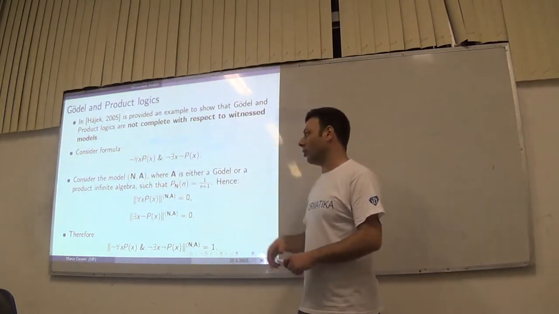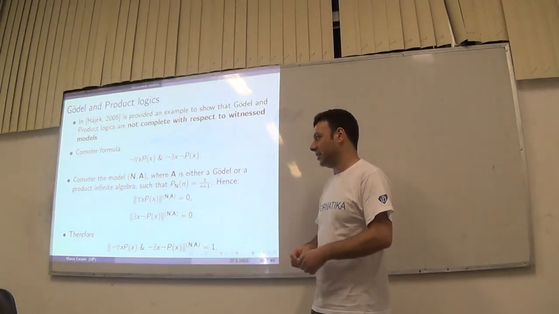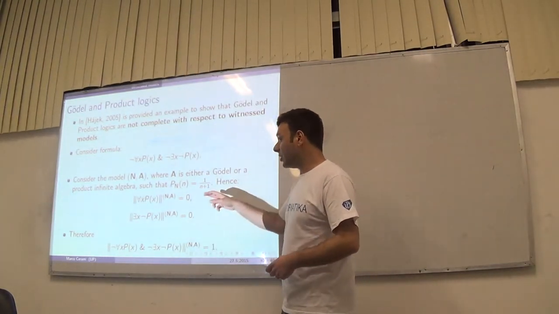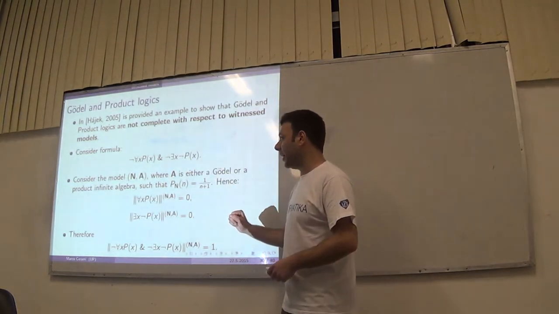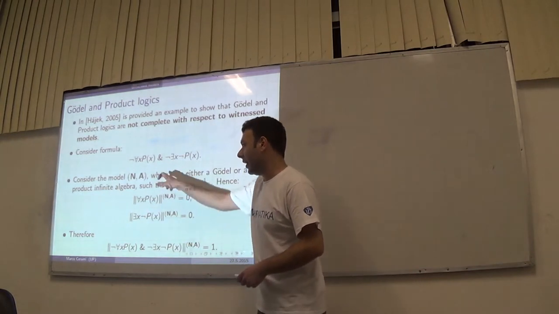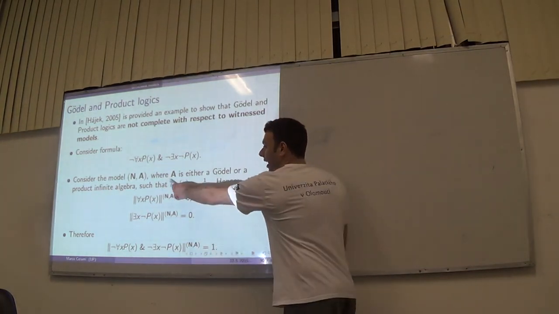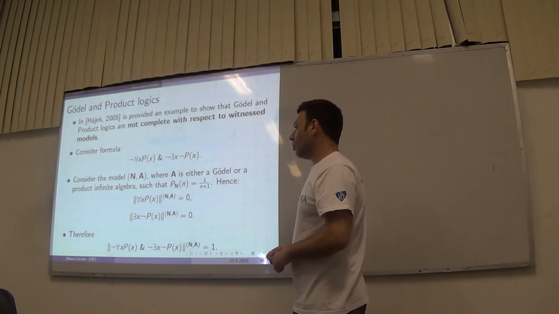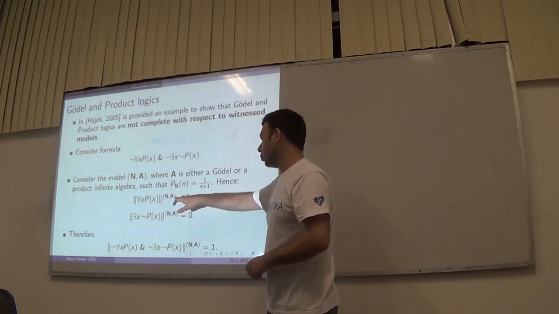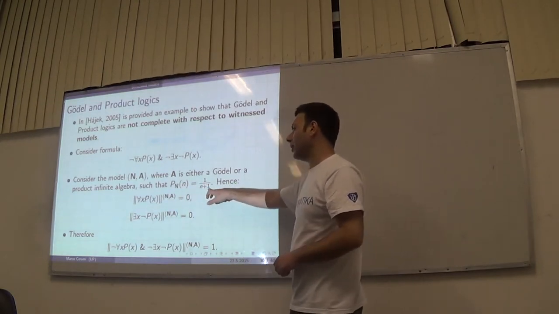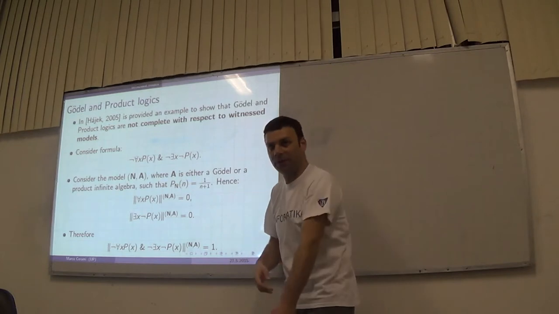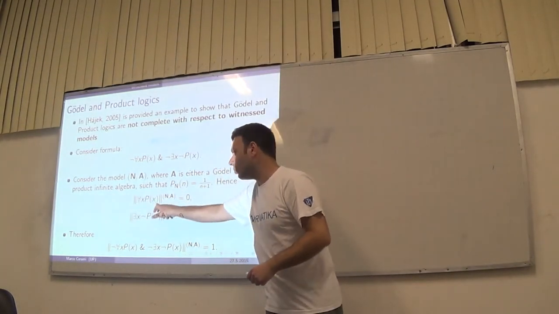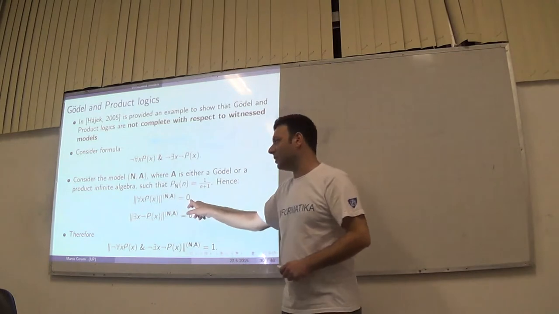And the algebra is Gödel or product infinite algebra, not necessarily the standard one. There are also infinite non-standard algebras. Consider the interpretation of the predicates on every element of the domain, giving the value to the atomic formula as 1 over n plus 1. So p on 1 will be 1 half, on 2, 1 third. So we have an infinite sequence of 1 half, 1 third, 1 fourth, etc. So the infimum, the value of this part of the formulas, will be 0.